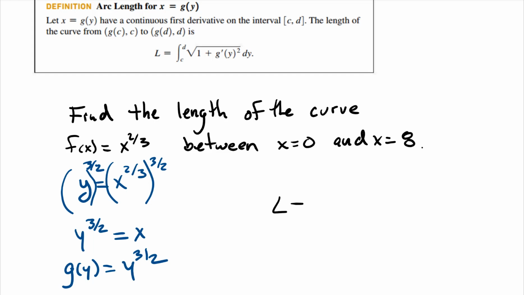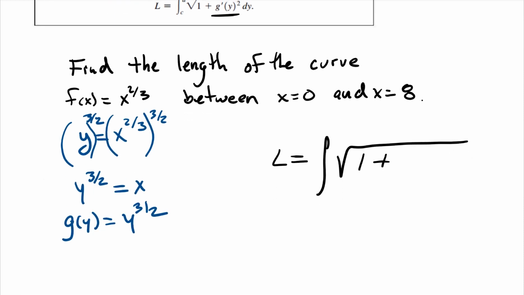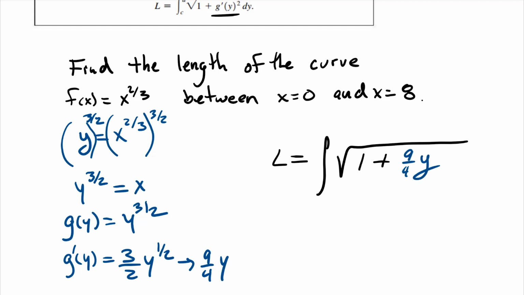So let's take our length of our curve. We'll deal with the bounds in just 1 second. And now we can do 1 plus whatever our derivative of g squared is going to be. And this should seem fairly familiar to you. So g prime of y is equal to 3/2 y to the 1/2 power. Then we need to square it, and we're going to get 9/4 y. I swear we've done this problem before. We have. It's going to work out.